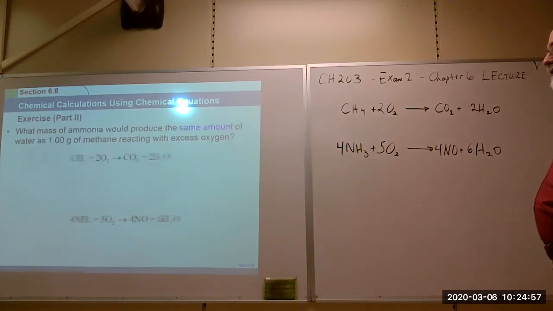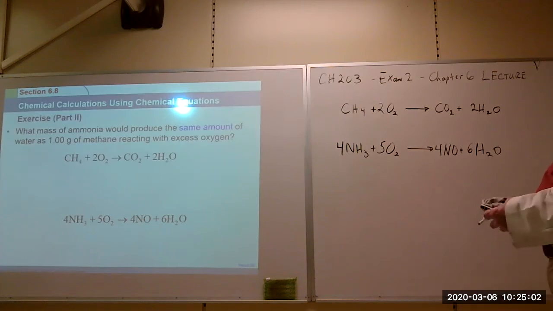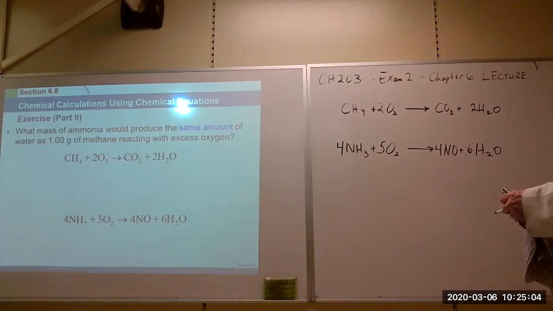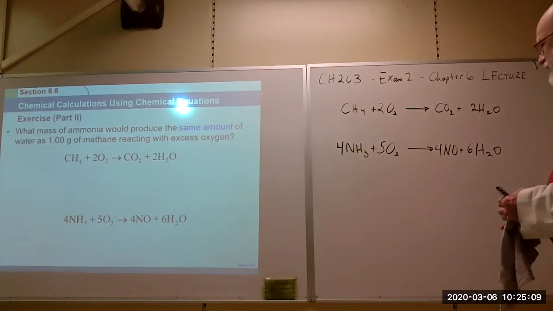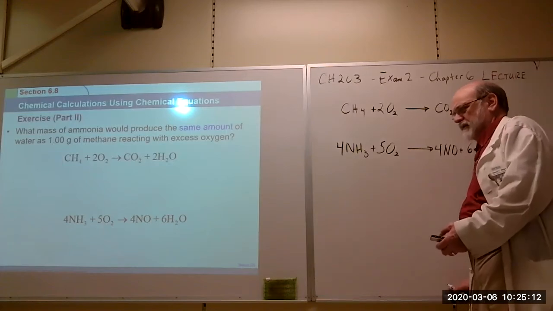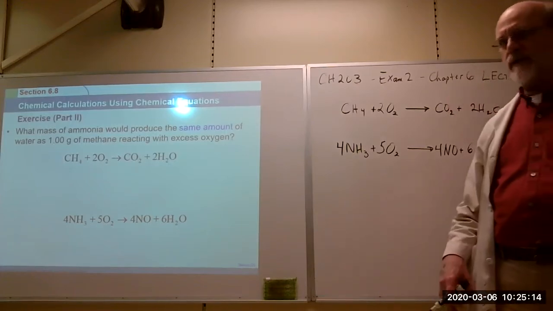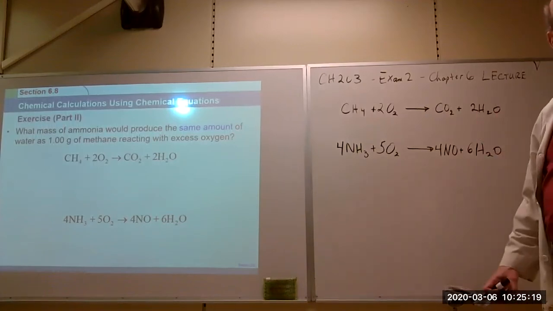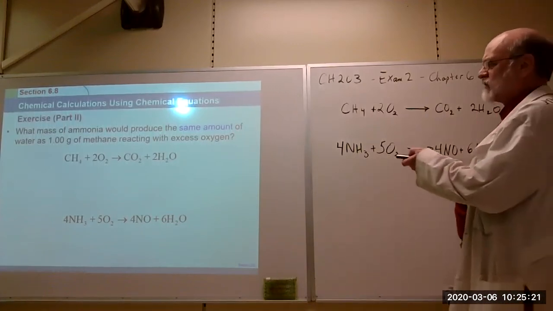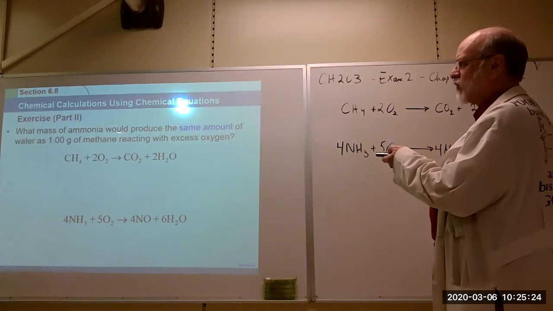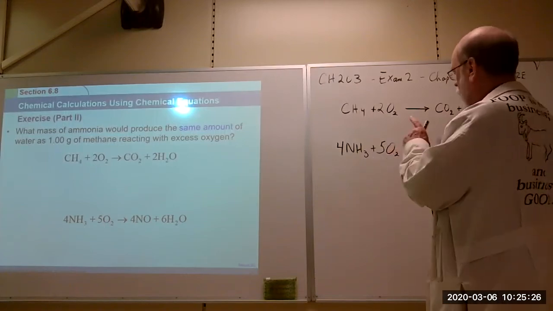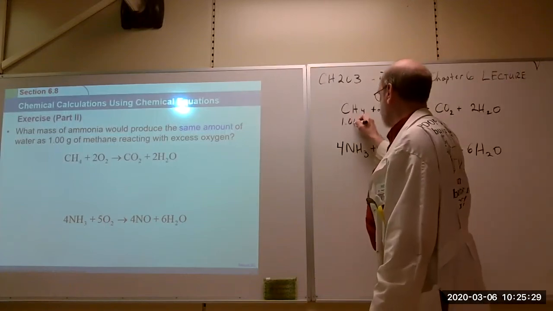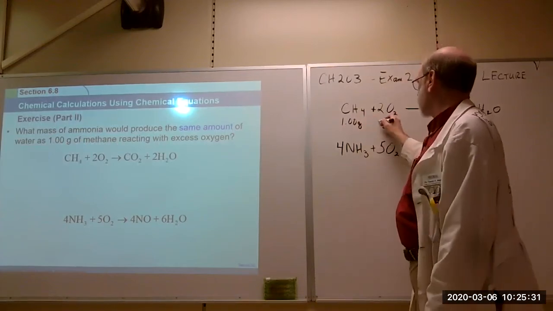Let's see. What do they want for part 2? What mass of ammonia will produce the same amount of water as 1 gram of methane reacting with excess oxygen? Okay, this is a little complicated for our first dance with stoichiometry. So let's break it down into 2 problems, right? So what mass of ammonia would produce the same amount of water as 1 gram of methane? So 1 gram of methane is actually the starting point. And this is excess.